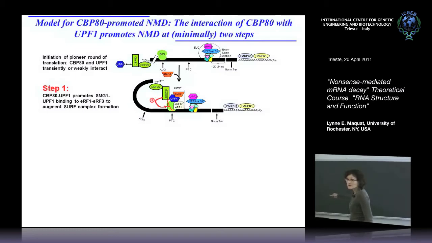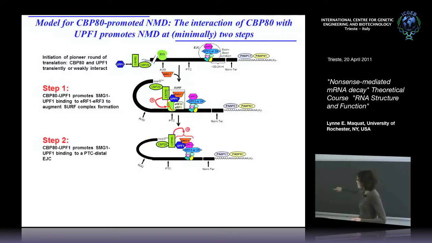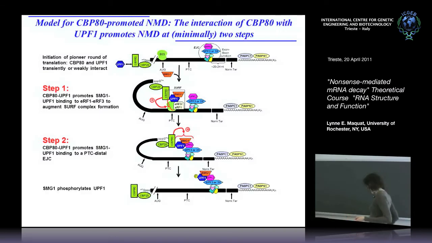to form SURF. We can see CBP80 actually physically chaperoning UPF1 and SMG1 to the two termination factors to form SURF. And we are drawing this UPF1 and that UPF1 molecule to be the same. We don't actually know that, but that's probably the most likely scenario. Then CBP80 takes the two that it promoted to form SURF and allows them to join the EJC. This results in UPF1 phosphorylation, translational repression, and mRNA decay.